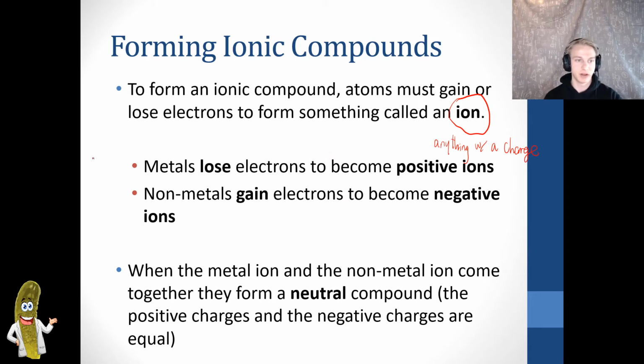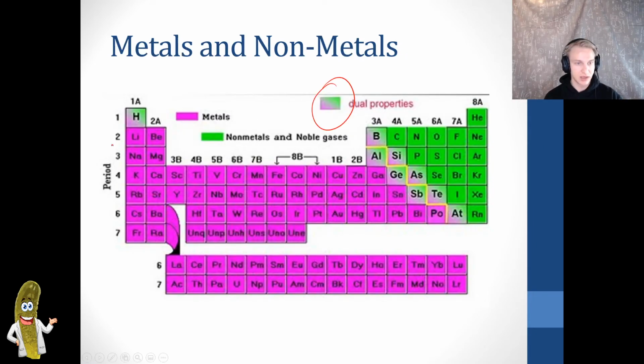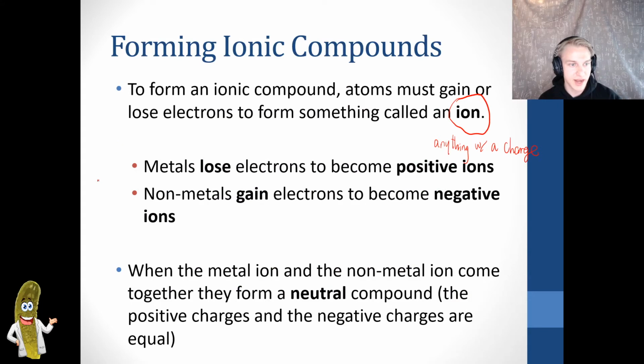So an example of a metal losing an electron would be lithium, for example. So this guy up here, lithium. We said that that is in the very first column. So we know it has one valence electron that it wants to lose, and it will gain a +1 charge.